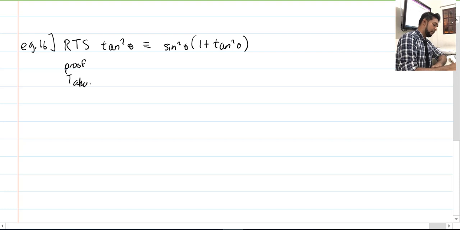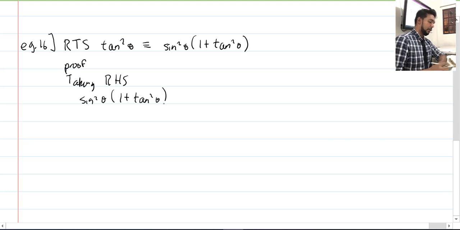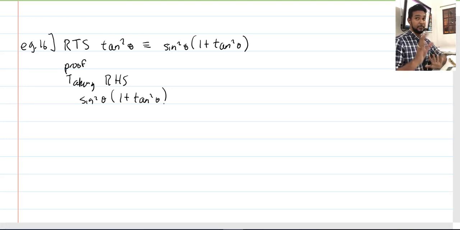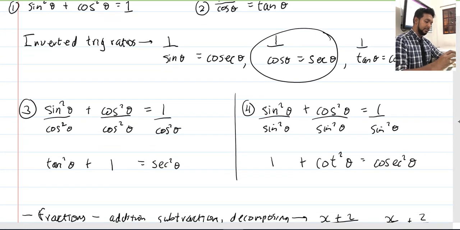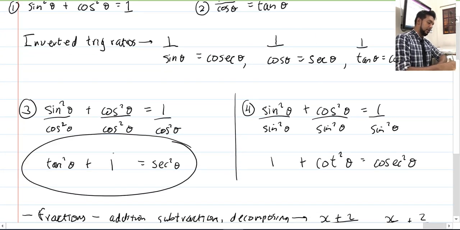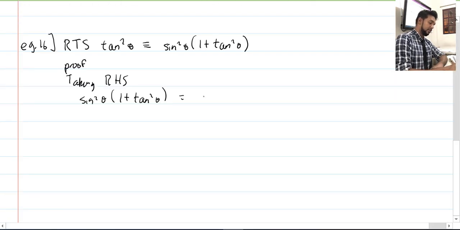Taking the right hand side. So we have sine squared theta by 1 plus tan squared theta. Now before you jump in and start to apply the distributive law and multiply sine by 1 and sine by tan squared, I'm not saying that something is wrong with that, but before that, if we look back at our identities and we look at this item here, isn't that 1 plus tan squared? And what does that give us? Sec squared. So we could convert this very simply to sine squared theta multiplied by sec squared theta.